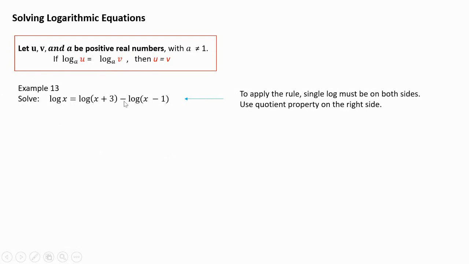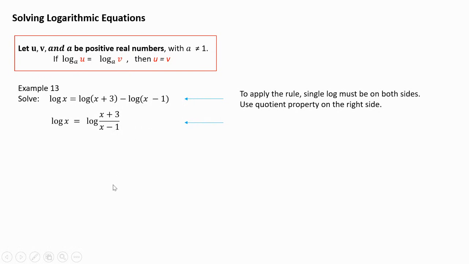So here we're going to use the quotient property. I'm going to transform the right side, the log of x plus 3 minus log of x minus 1, and write it as a single log. We call the rule, when you have a minus, it becomes division. The first binomial is your numerator, and the second binomial becomes your denominator, for the logs. Now I need to solve it.